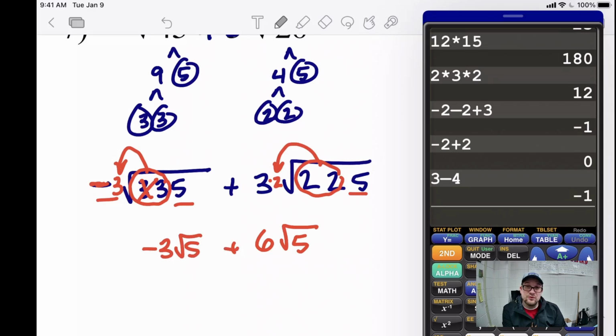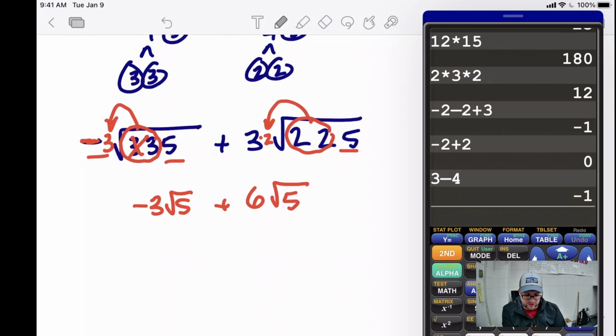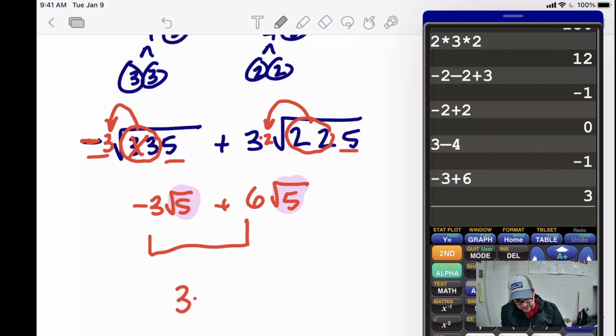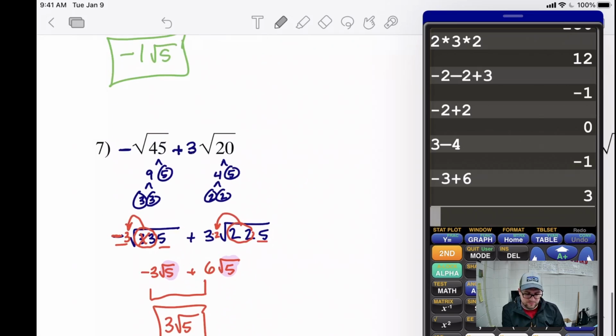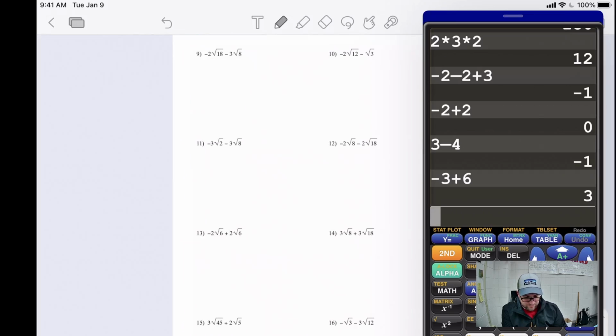And now, if you notice, those are actually like radicals, so they can be combined, right? Square root of 5, square root of 5, that means we can just combine the outside numbers. So negative 3 plus 6. Negative 3 plus 6 is 3. So I get 3 square roots of 5, just like so. Nice job.